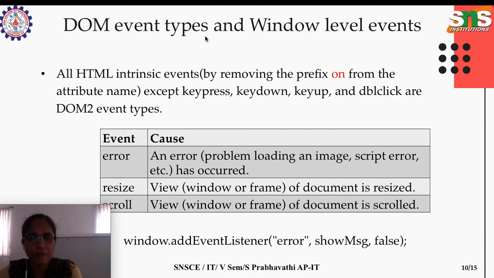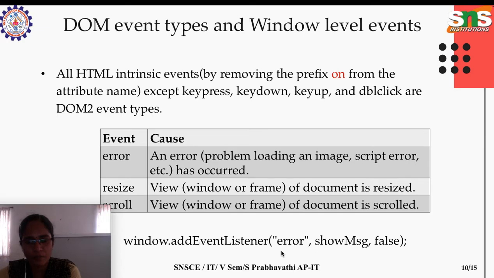And followed by window level events. So window level events have three events like error, resize and scroll. So these are applied to the window object. Error in the sense something went wrong in the window, and resize and scroll. So these are the events that are generated by the window object.